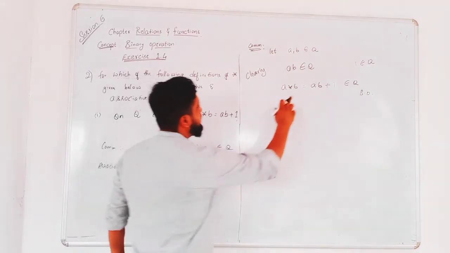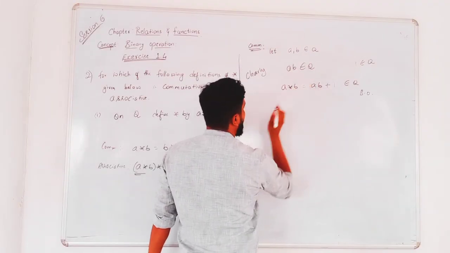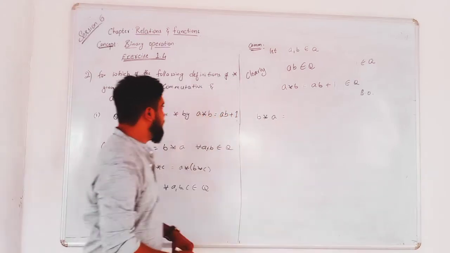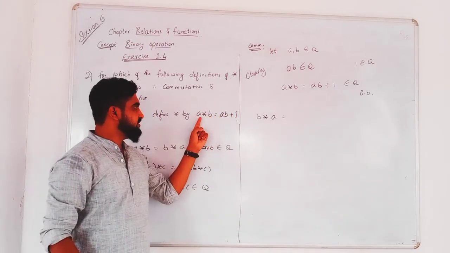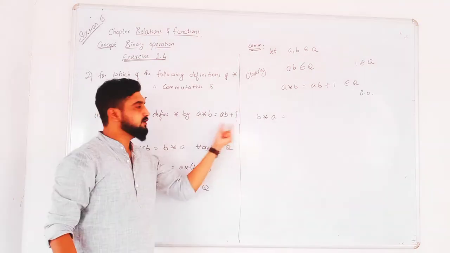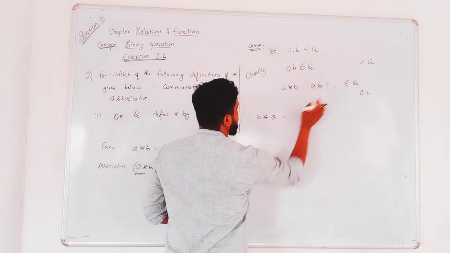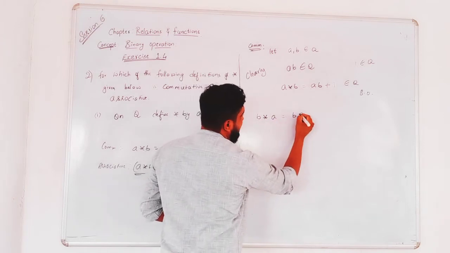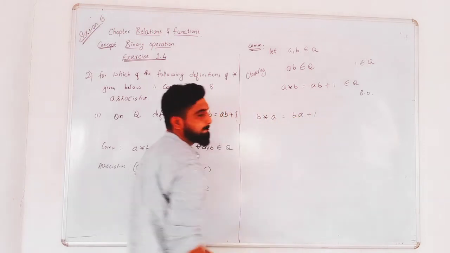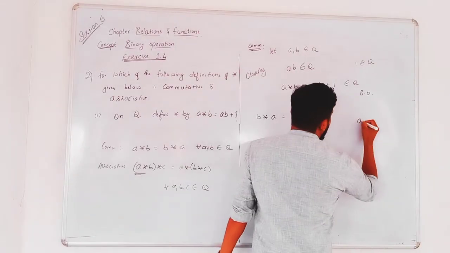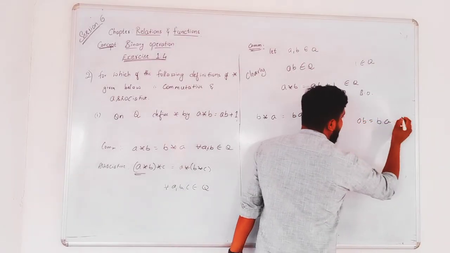Now ab + 1, this is a star b. What about b star a? A star b is first into second plus 1. So b star a is first into second, which is b into a plus 1. Got it? Now clearly you know that ab is equal to ba.